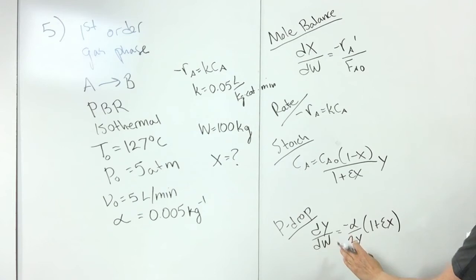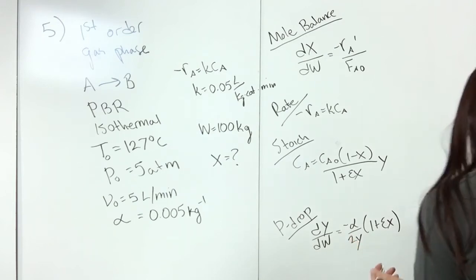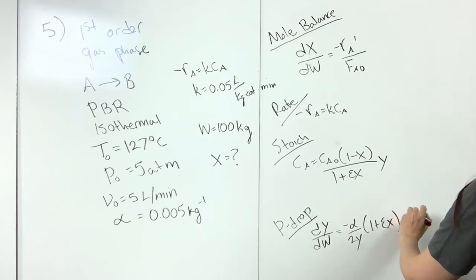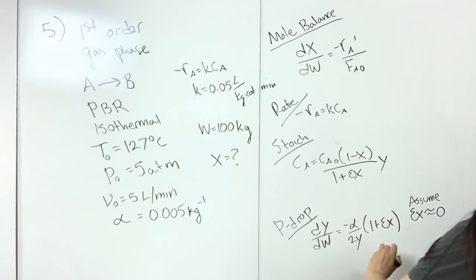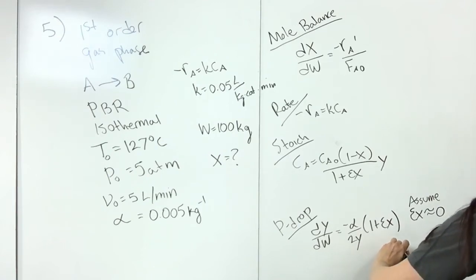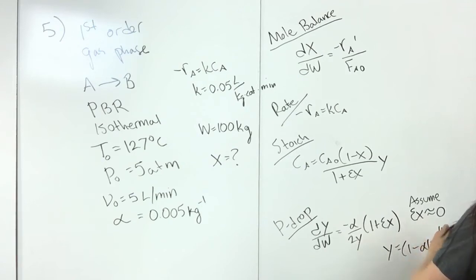And if you remember, the way you can do that is you can assume that epsilon x is approximately 0. And so this is what you need to do for this problem. And if you make this assumption, just make sure that you specify that you're assuming that. So with this assumption, then y is equal to (1 minus alpha W) to the 1/2.